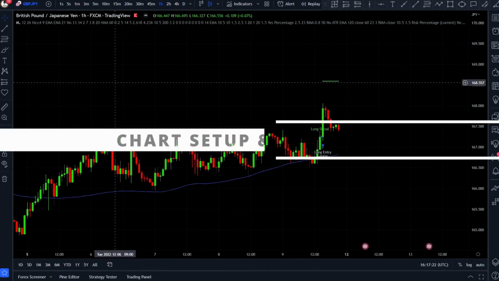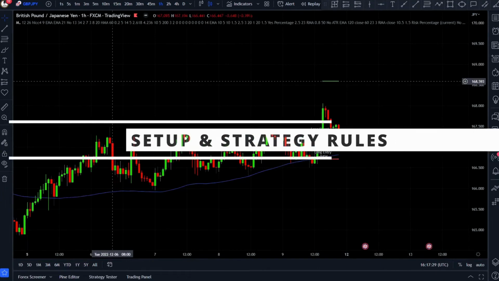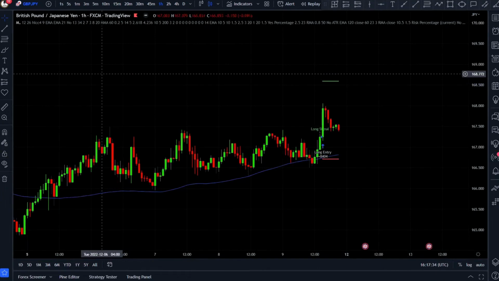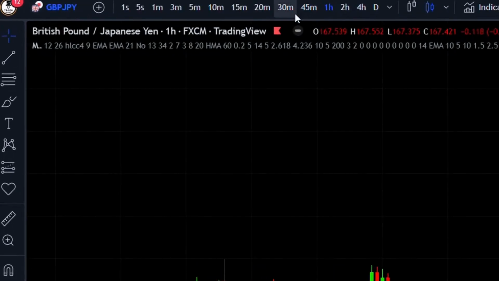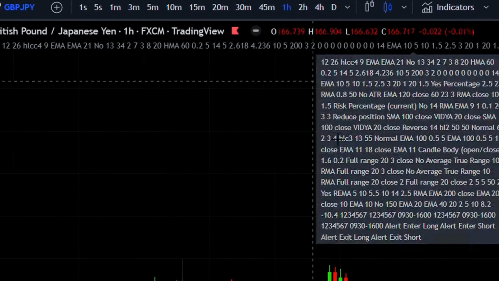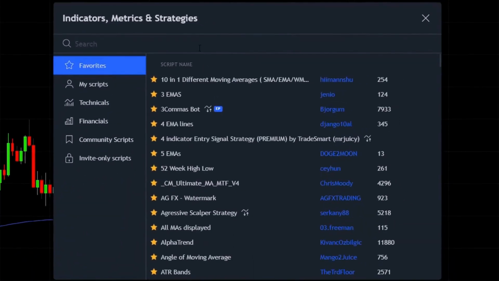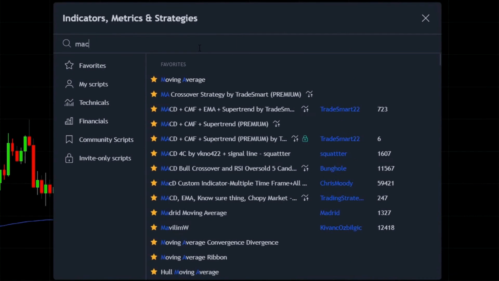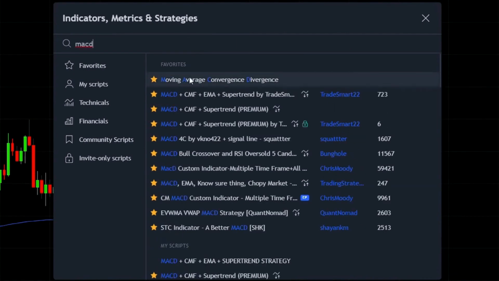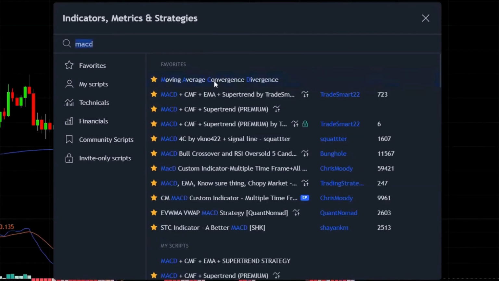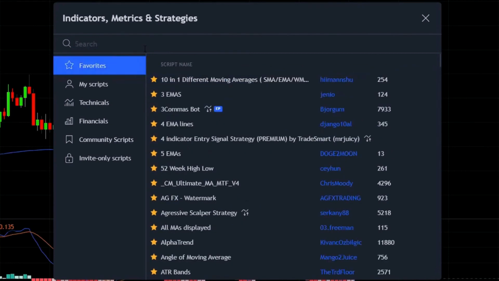Okay, first let's see the chart setup and the rules of the strategy. To set up this strategy, first head over to TradingView and set up a GBPJPY 1-hour chart. Once you got that, open up the Indicators tab and let's add our indicators. The first recommendation by ChatGPT was the MACD or Moving Average Convergence Divergence. Click on this one. This indicator will give us our entry signals.